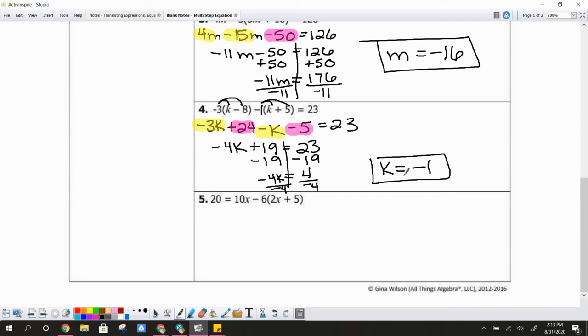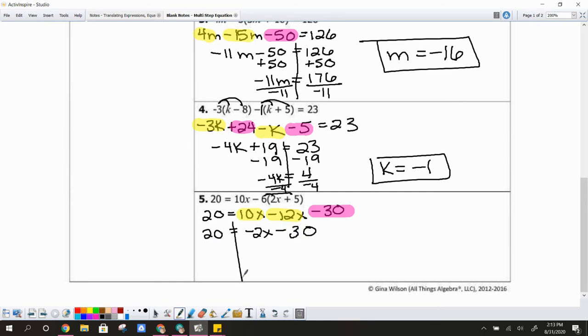All right, so what I want you to do now is pause the video, try number 5, and then come back and see if you get it right. For number 5, first step is to distribute. You have a negative 6 here, so we're passing that out to both parts. So I have 20 equals 10x minus 12x minus 30. Combine your like terms. So you're going to do 10x minus 12x to get negative 2x. Bring down the 20 minus 30.